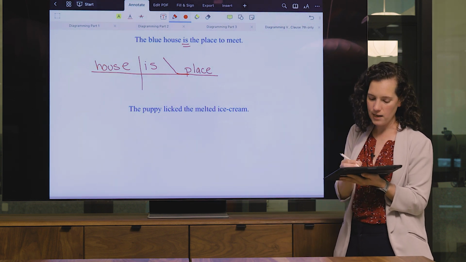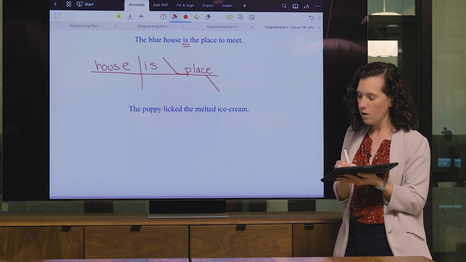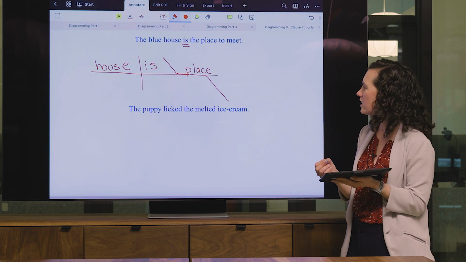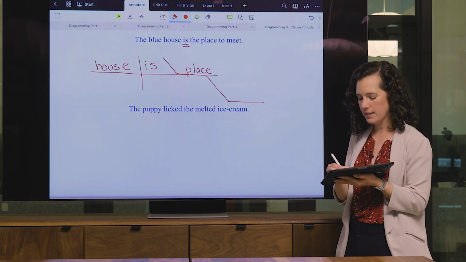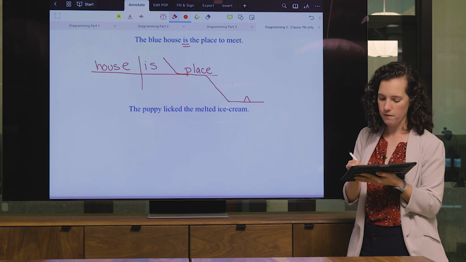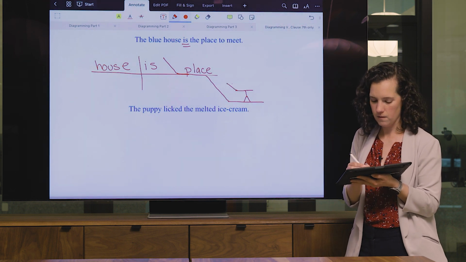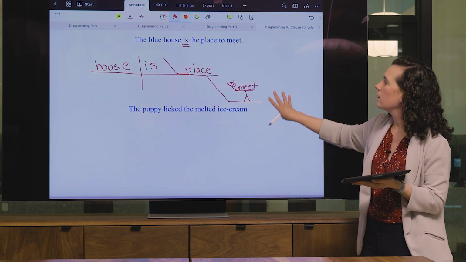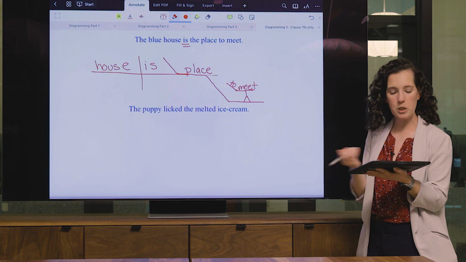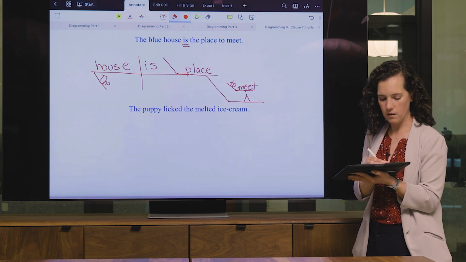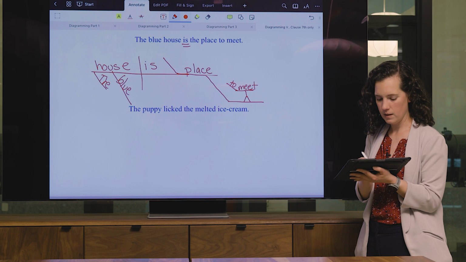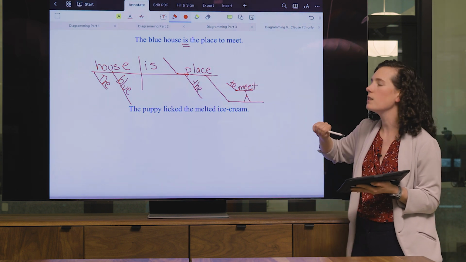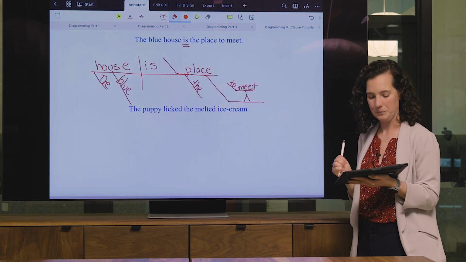So to draw that as an adjective, we're not going to try to draw our stilt sideways. Instead, we draw our adjective line, and then we do a straight line to give us space to draw that infinitive. And it would look like this. The remainder of words are regular adjectives. It was the house was blue, and it was the place. But that new element here, to meet, is an infinitive describing the place.